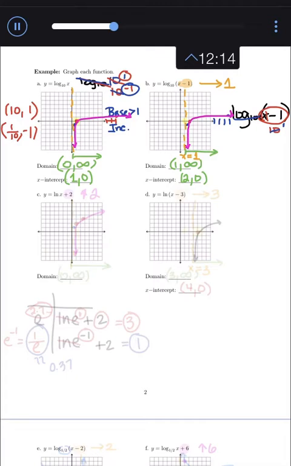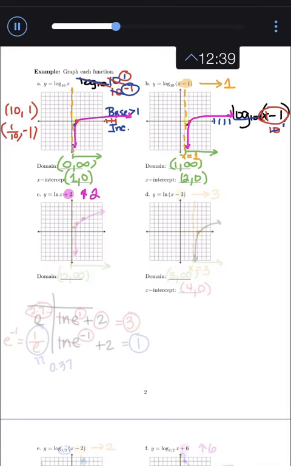Now let's look at problem C. Notice C, we don't see any parentheses, so this plus 2 that we're looking at as a part of our natural log is actually on the outside of our logarithm, so that means it's going to be shifting us up or down. In this case, because it's a plus 2, it's going to shift us up 2. So let's see what that does.